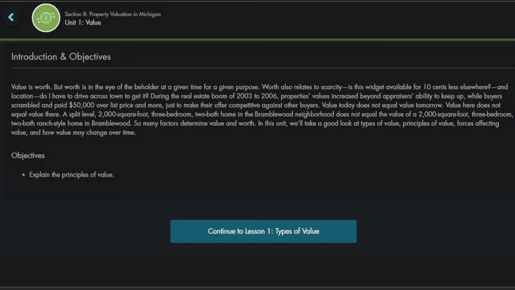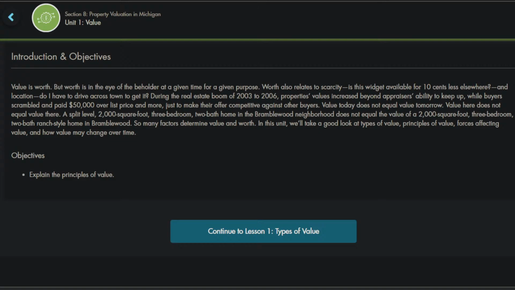All right. So we're going into Section 8, Property Valuation in Michigan, Unit 1, Value, Introduction and Objectives. Value is worth, but value is in the eye of the beholder at a given time for a given purpose. Worth also relates to scarcity. Is this widget available for 10 cents less elsewhere? And location. Do I have to drive across town to get it?